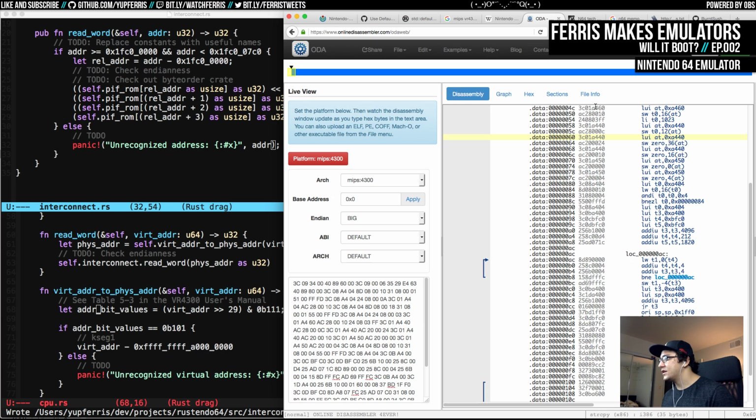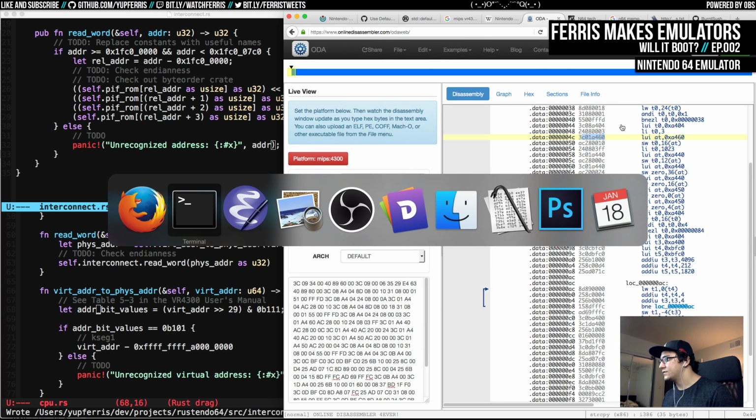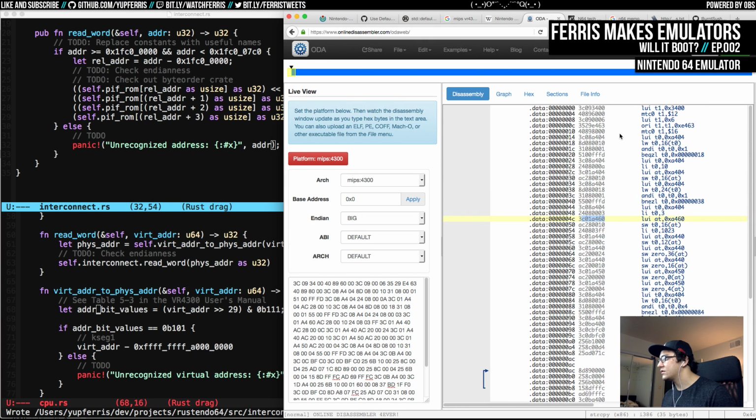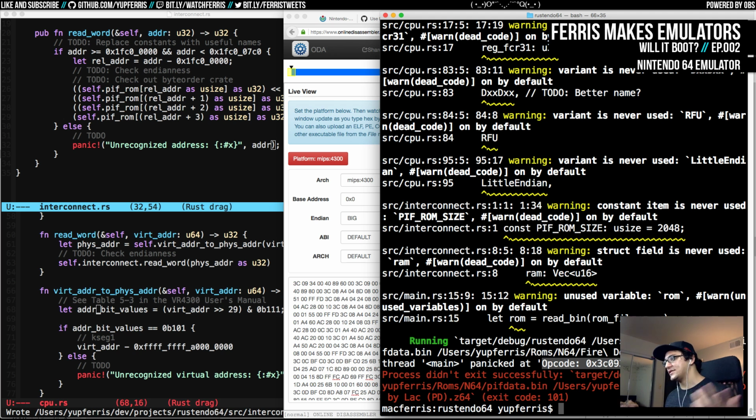This says 3C01A460. Whoops, was that the beginning? No, there's the beginning. 3C093400, and our opcode was 3C093400. Boom, so at least we read the op. So we've read a word from the PIF. It's a match. Cool, so now we're gonna do what it says. And finally, we've at least accessed code.